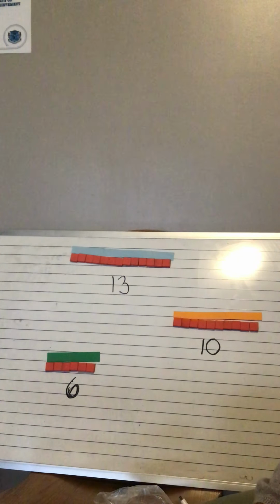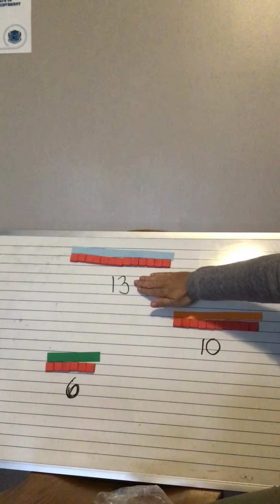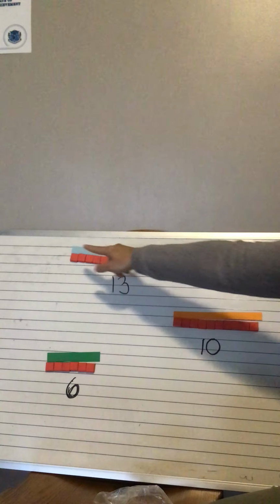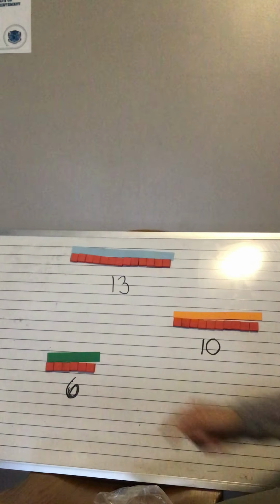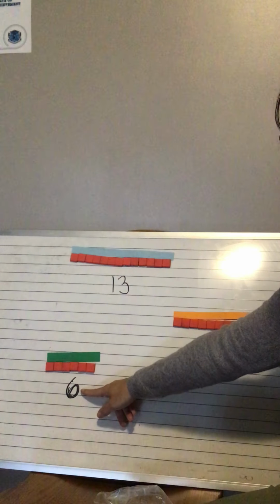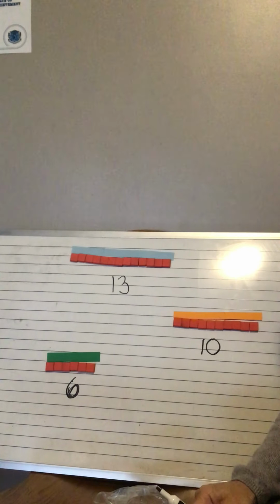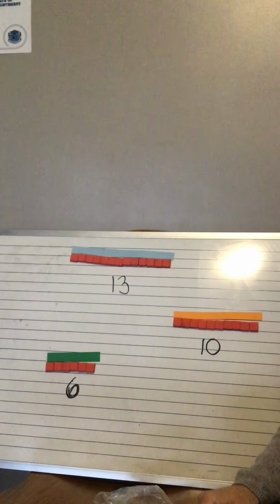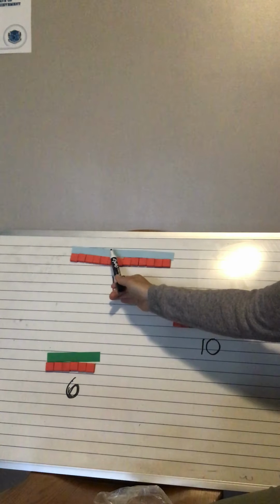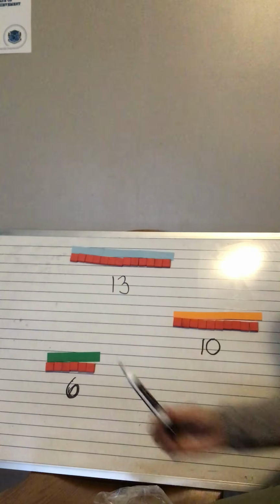If I was going to put them in order, 13 is the greatest or the biggest number, so this line is the longest. And 6 is the least or the smallest number, so I know that this line is the shortest. If I put them in order from longest to shortest, it would be blue line, orange line, green line.